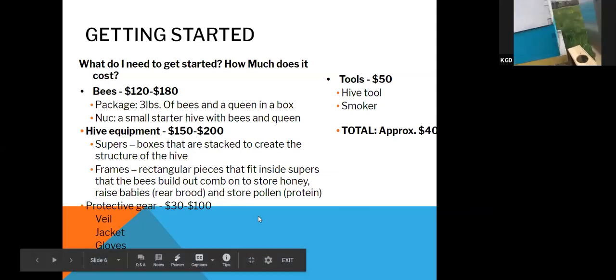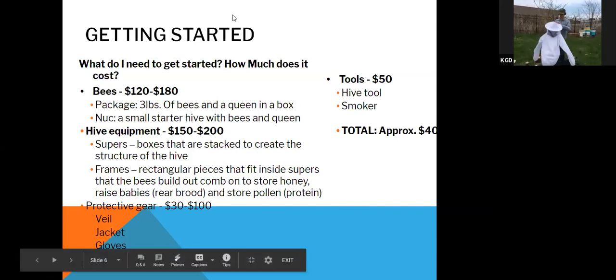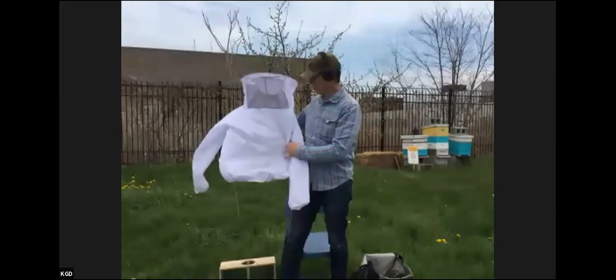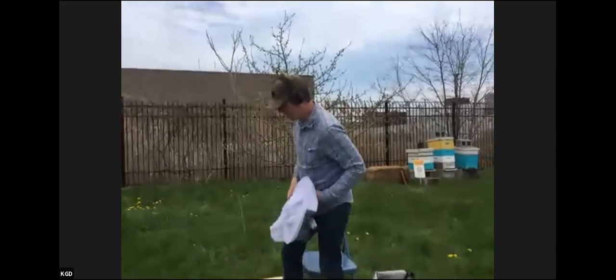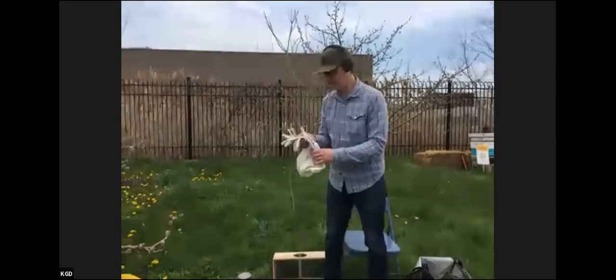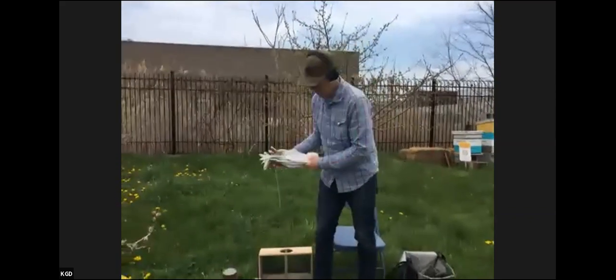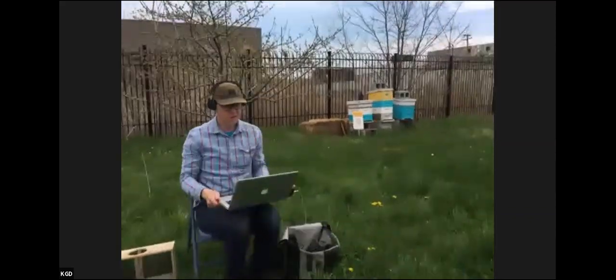Protective gear: there are different kinds of protective gear. This is one example of a jacket veil combo. I like this because it's really lightweight and pretty easy to just keep around. For the veil, you usually need some kind of head covering. There are different types of veils, and then gloves. These are a glove with a long gauntlet to cover your arms. So that hovers in around $30 to $100.